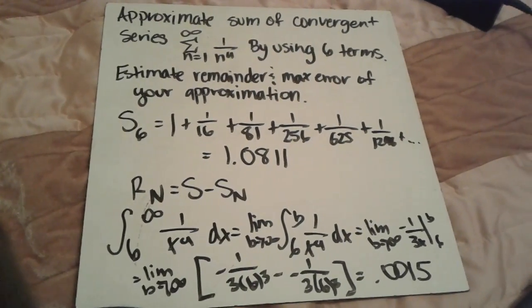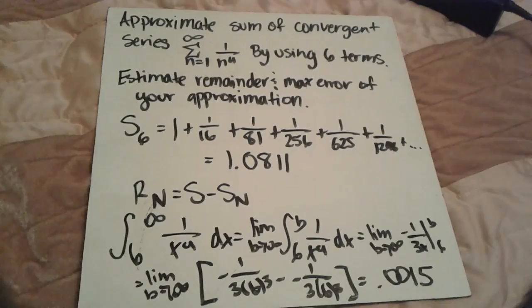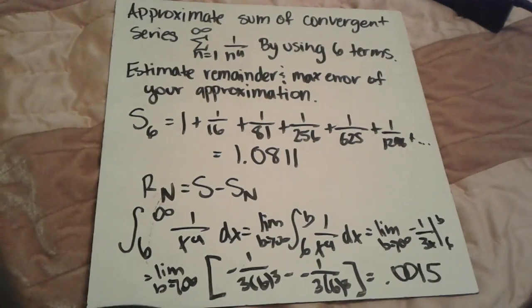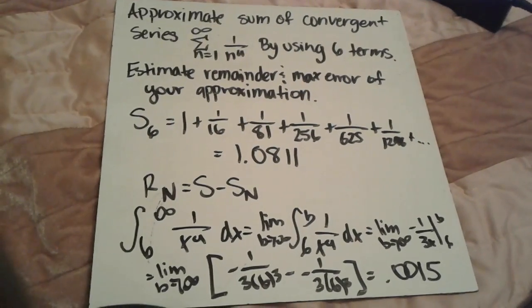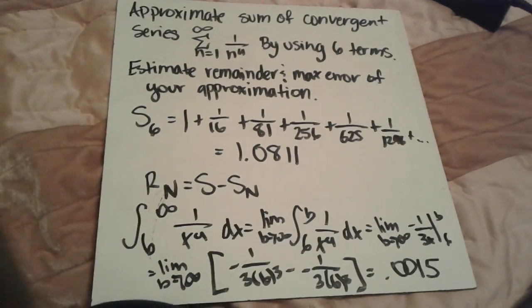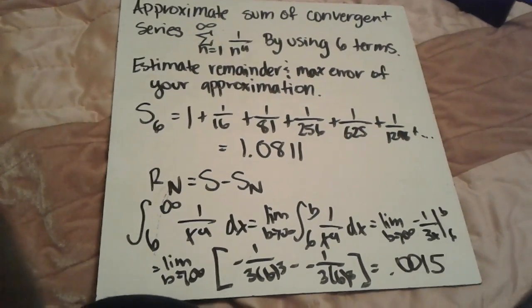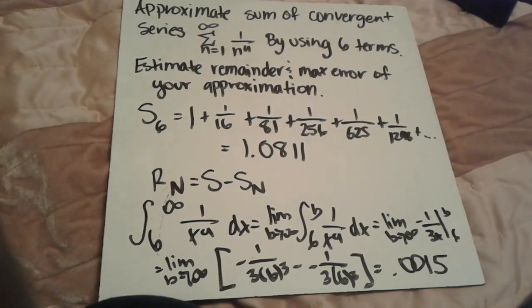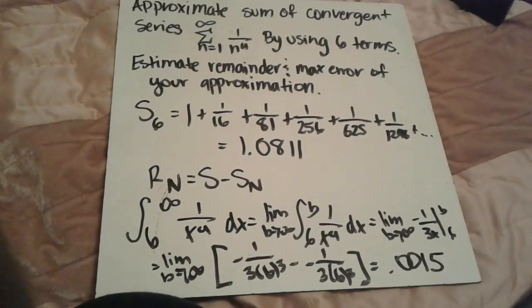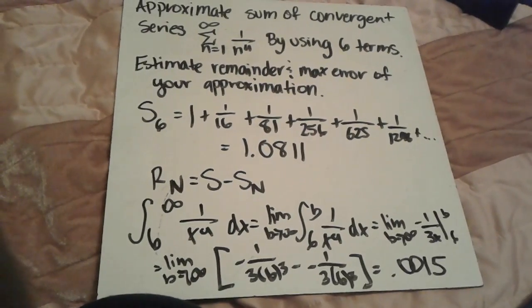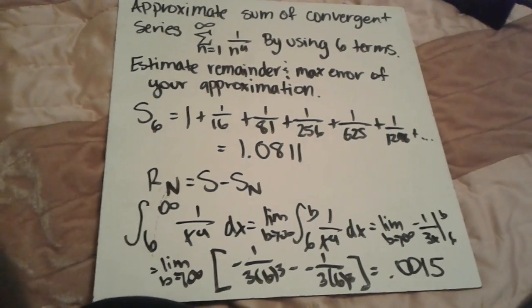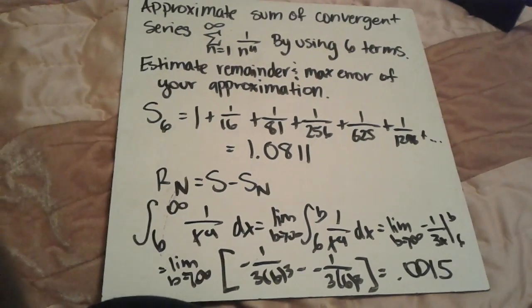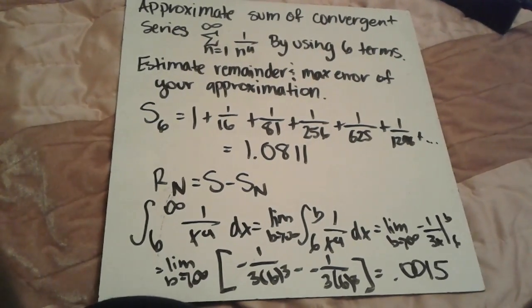So, to approximate the sum of the convergent series, the sum from n equals 1 approaching infinity of 1 over n to the fourth, by using the 6 terms, and also estimate the remainder and max error of your approximation. To begin, you would list out your 6 terms by plugging in numbers 1 through 6 into the equation of 1 over n to the fourth.